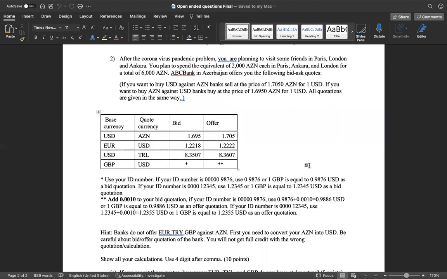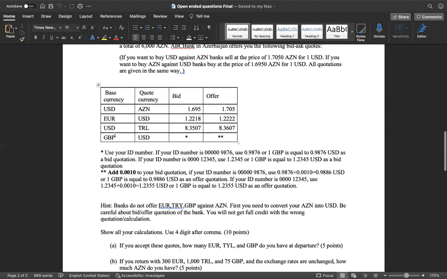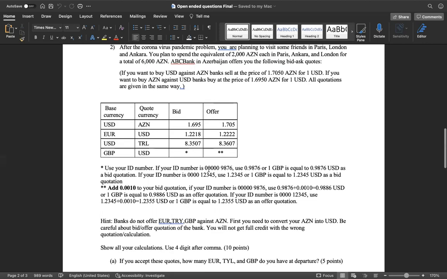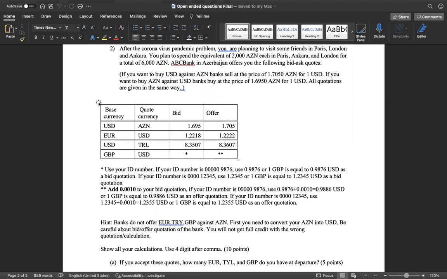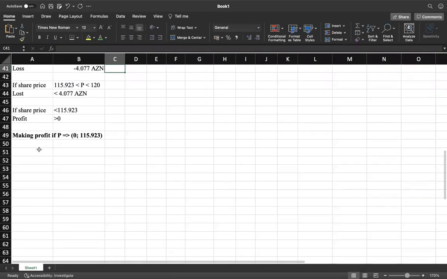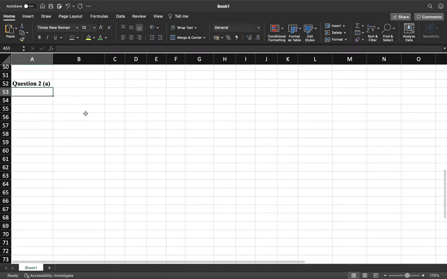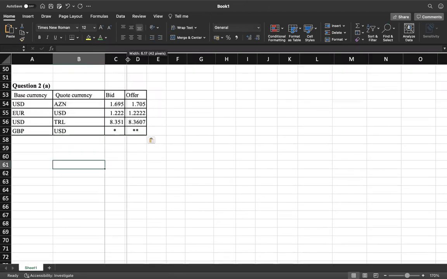Again, we will be using our ID number, but for the 1 British pound quotation. Our ID number is our bid rate, but if we add 0.0010 to this bid quotation, we will get the offer. First of all, let me try if I can copy this table. Question 2, A part. Can I copy it? Yes, luckily.